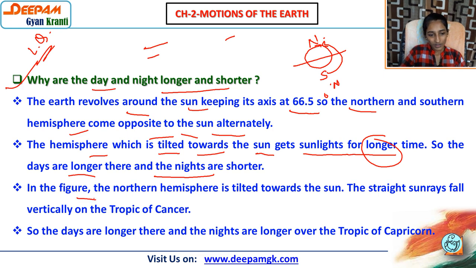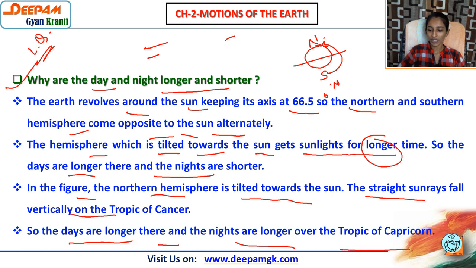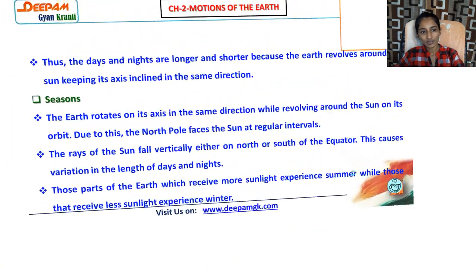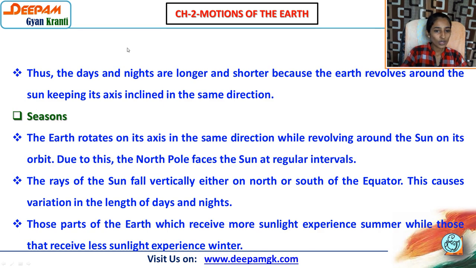In the figure that comes in the next slide, the northern hemisphere is tilted towards the sun. The straight sun rays fall vertically on the Tropic of Cancer. So the days are longer there and the nights are shorter over the Tropic of Capricorn. Capricorn का जो पार्ट है, let's see first. So वहाँ पे क्या होगा कि जो कैप्रिकॉन का पोर्शन होगा वहाँ पे थोड़े झुकी हुई होगी, तो वहाँ पे सन की लाइट ज़्यादा रहेगी.